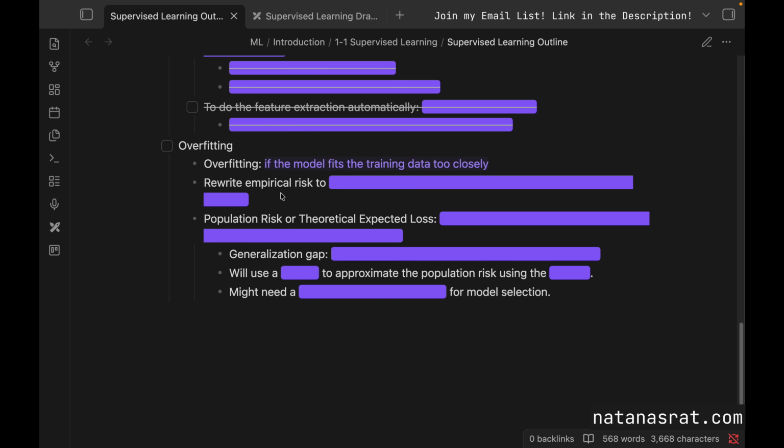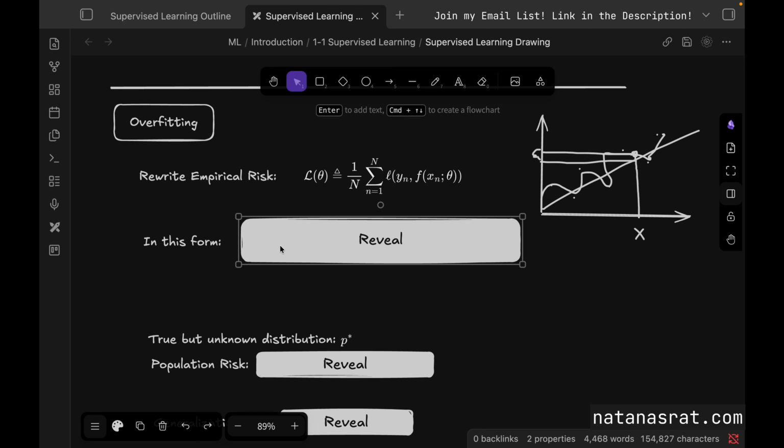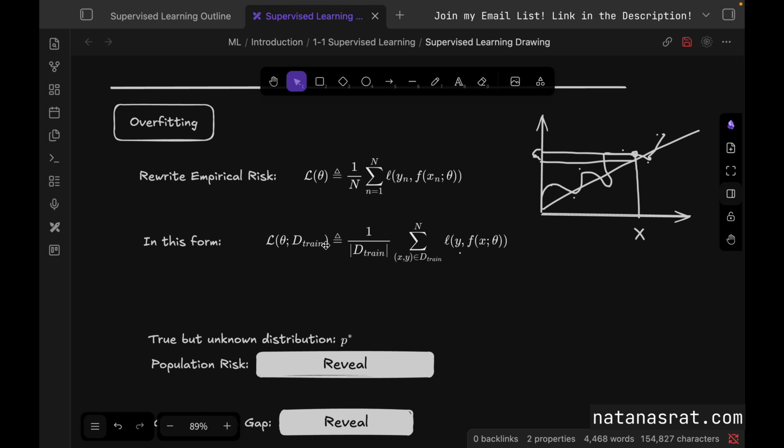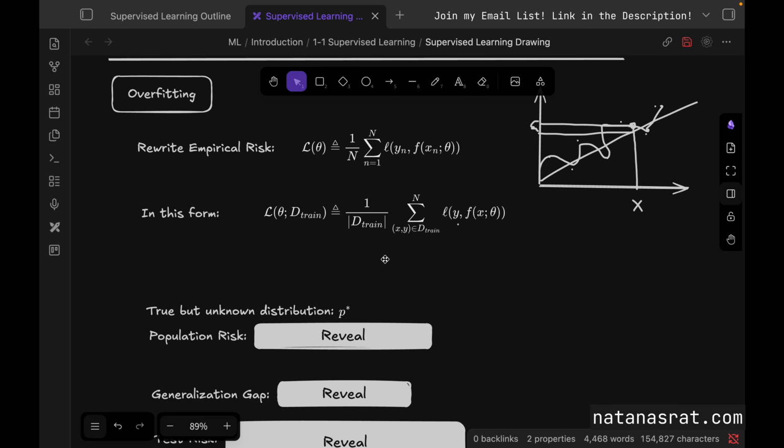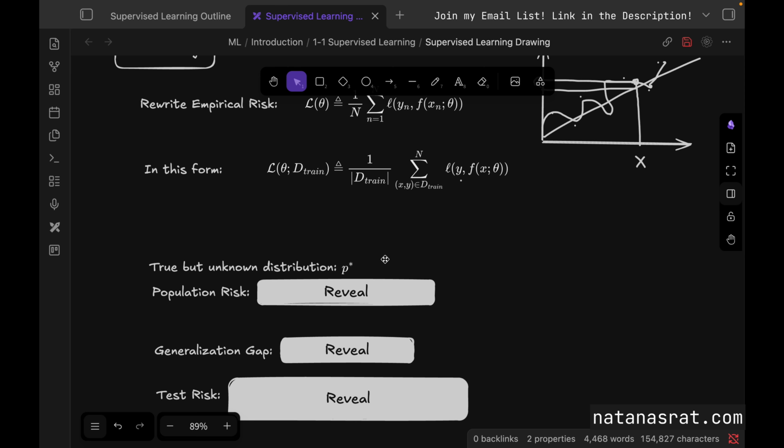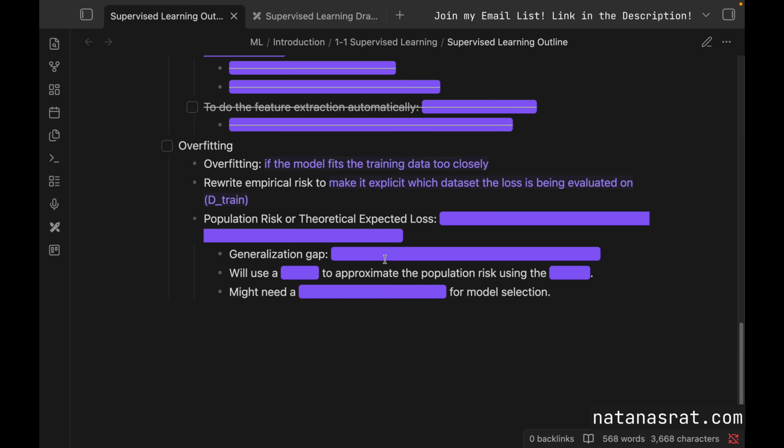So we rewrite our empirical risk to make it explicit which dataset the loss is being evaluated on, which is the D train, or the dataset train. Initially we had 1 over n, the total number of examples. Now we will have the length of our dataset that we're using for training. This is crucial because we will divide our dataset into different partitions, where some of it will be used for training and we will use other partitions for different purposes.